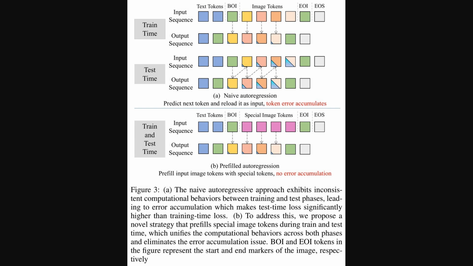Okay, so building on that architecture, figure 3 here zooms in on a key challenge with autoregression. That's when the model generates outputs like image embeddings, which are numerical image descriptions, one token or piece of data at a time, using its own previous outputs. Part A shows naive autoregression, where training and test time differ. At test time, this use of its own outputs can lead to error accumulation. Small mistakes just build up. Part B then shows their fix, prefilled autoregression, which uses special image tokens consistently to unify behavior and prevent those errors.